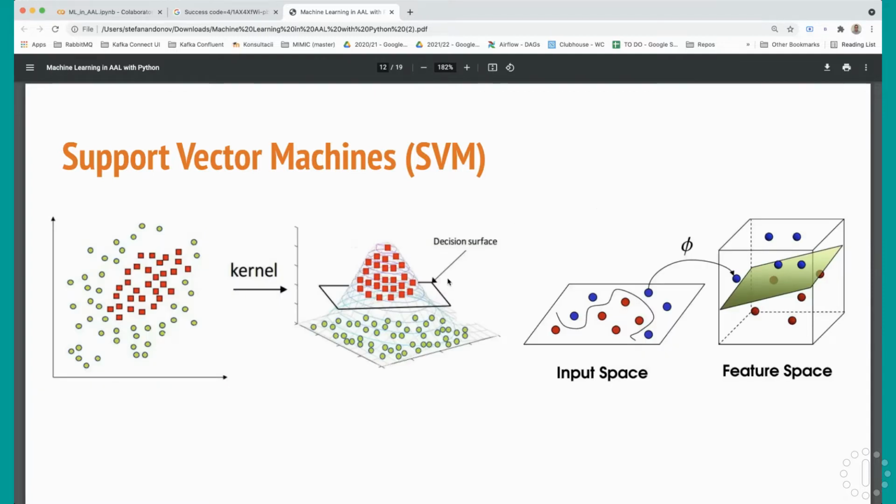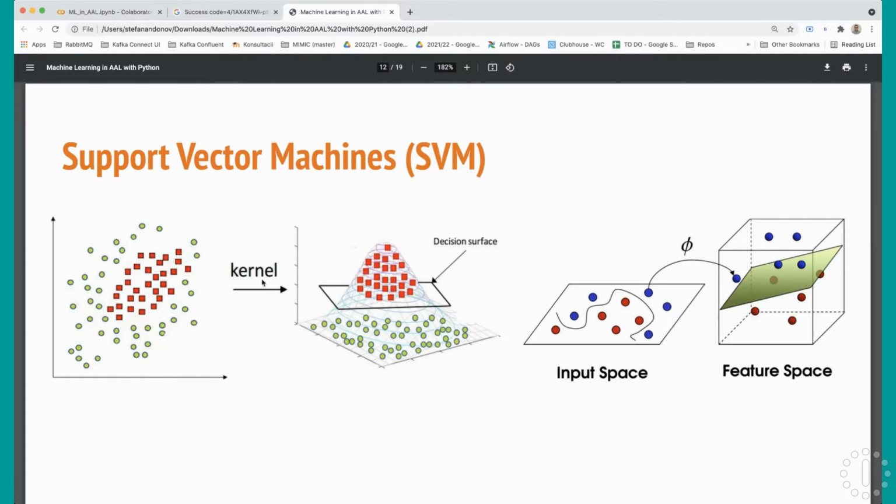But then we have another situation. For example, this is again a two-dimensional space, where we have one feature on the x-axis and another feature on the y-axis. But as you can see, the real separation between the red and the green points over here is probably something like a circle. It's not a straight line. So how do we separate with support vector machines? For that, we have to use a kernel function.